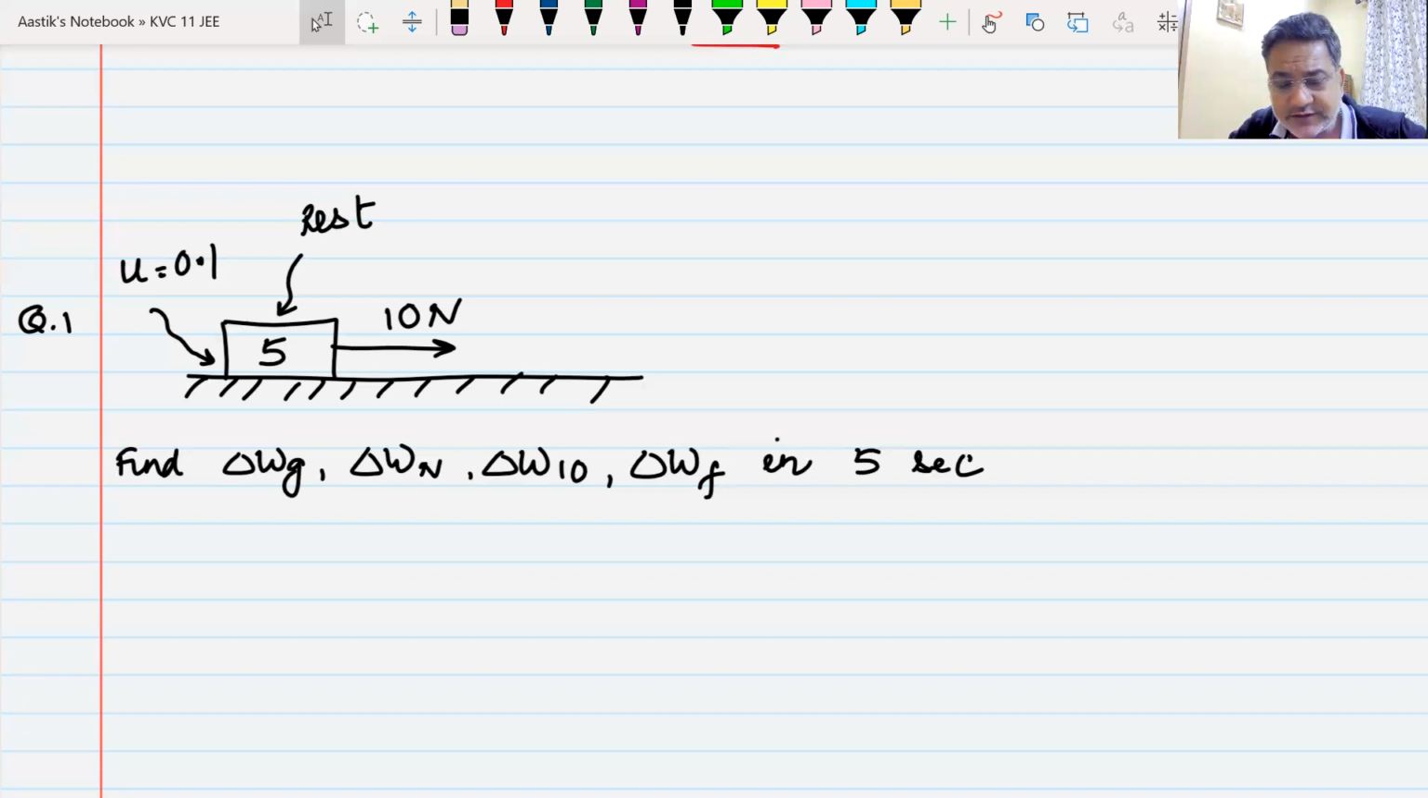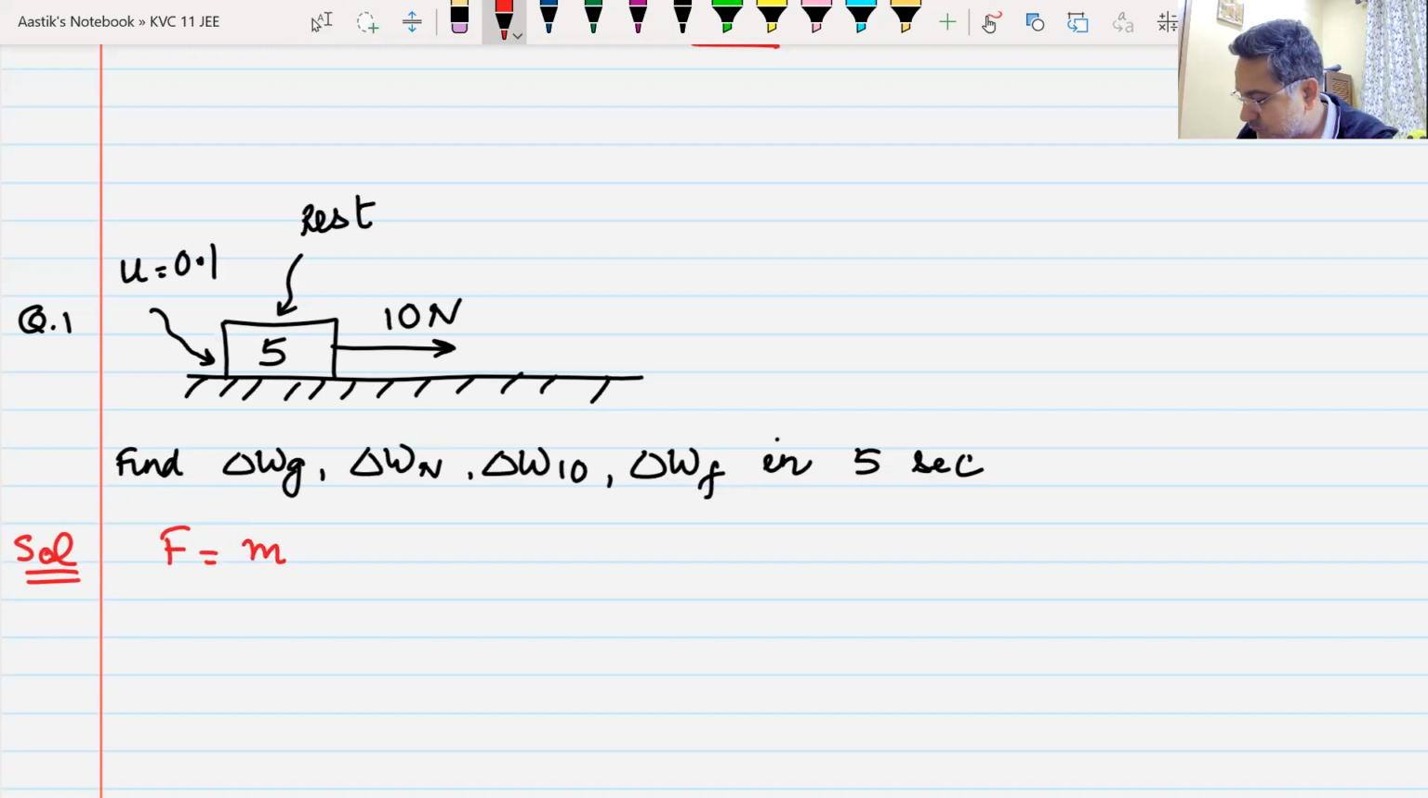Just tell me, how are you going to do it? Anyone? What should be the first step? What is the first step of doing this question? F is equal to ma, sir. F is equal to ma, so I'll write F is equal to ma. Now what is the next step? N is equal to 5a. A is 2 meter per second square. Okay.